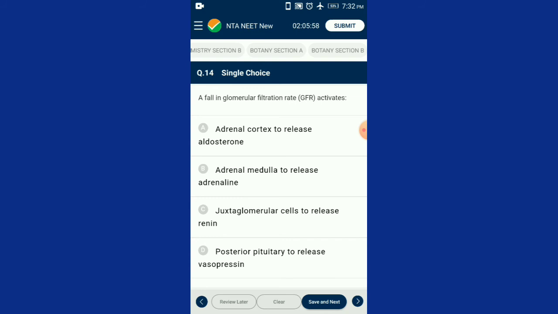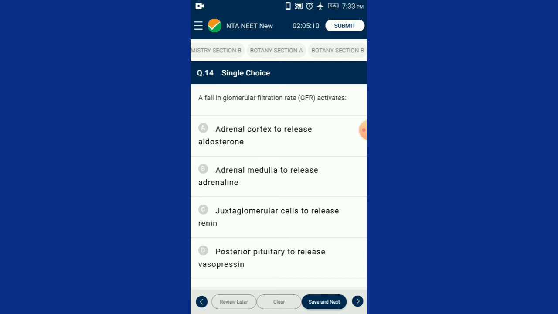Question number 14. A fall in glomerular filtration rate activates. The juxtaglomerular apparatus operates the multi-hormonal renin angiotensin aldosterone system, commonly called RAS. The juxtaglomerular apparatus responds to a decrease in blood pressure or blood volume in the afferent arterioles of the glomerulus and releases the hormone renin into the bloodstream. In the blood, renin initiates a chemical reaction that converts a plasma protein called angiotensinogen to a peptide called angiotensin 2, which works as a hormone. Angiotensin 2 increases blood pressure by causing arterioles to constrict.